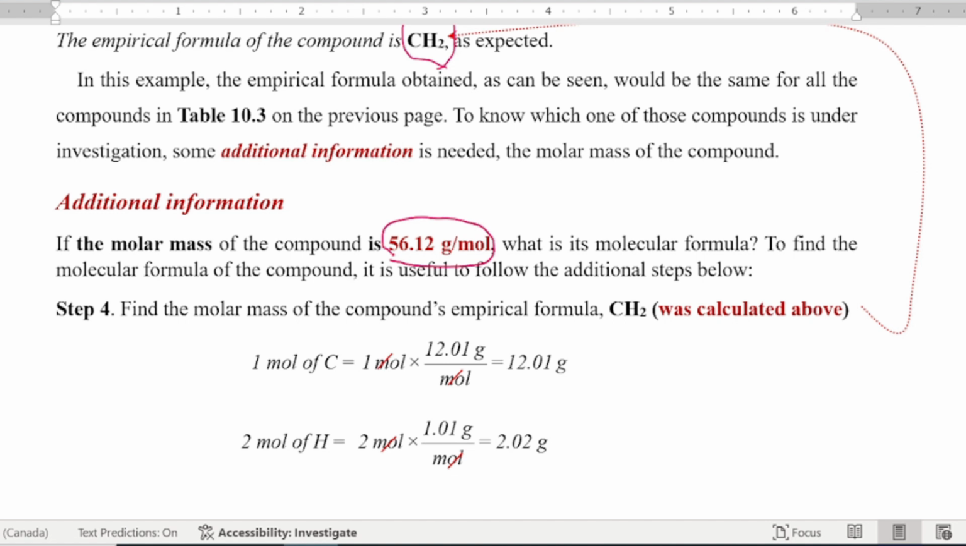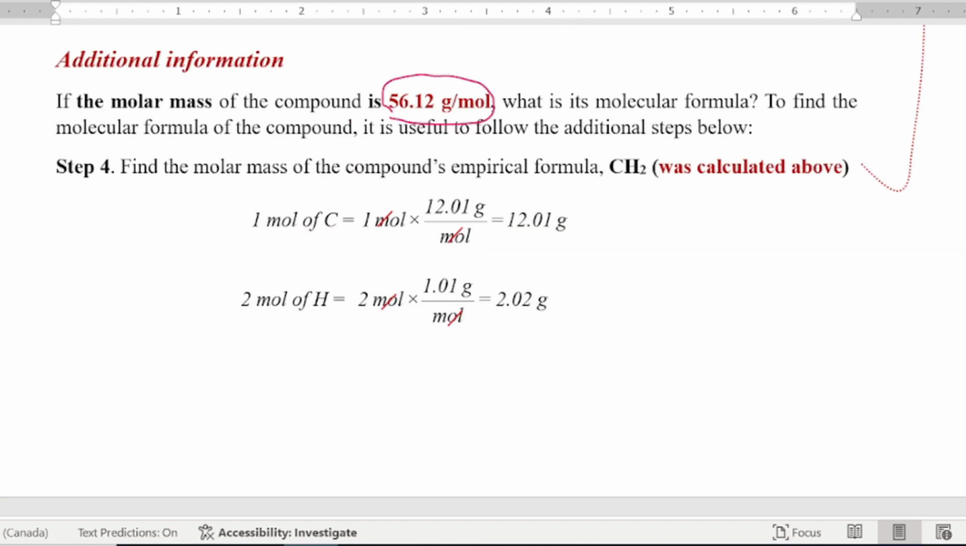56.12 grams per mole. The next thing we want to know is how many times the molar mass of the compound is as heavy as the molar mass of its empirical formula. If you remember the very, very beginning of the lesson, I showed you how, with C2, you have C2H2, right?